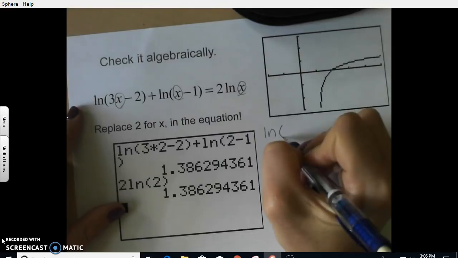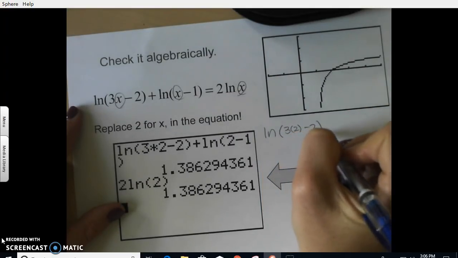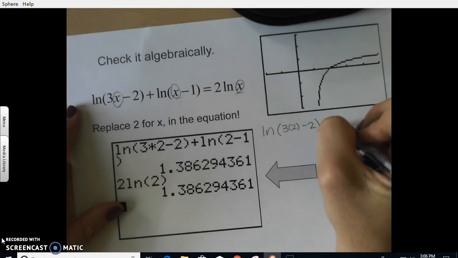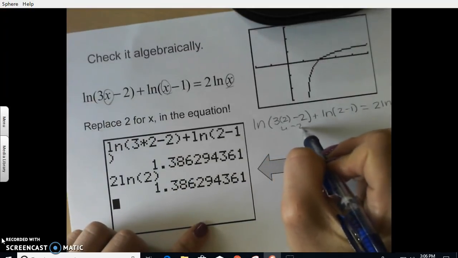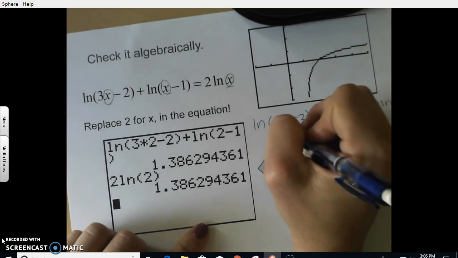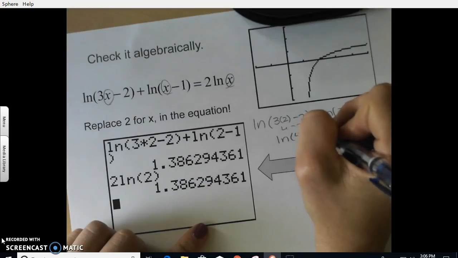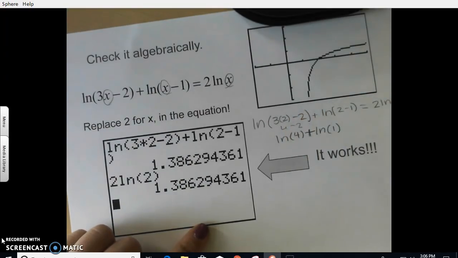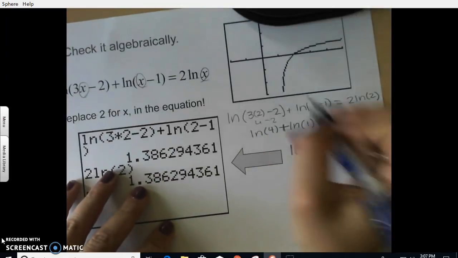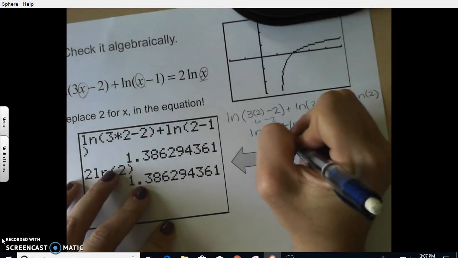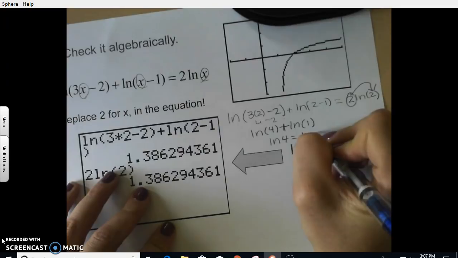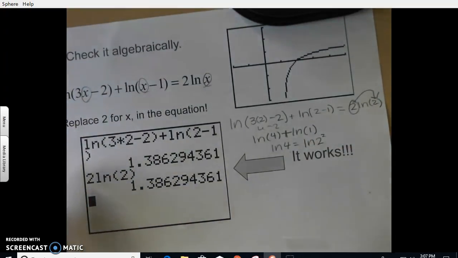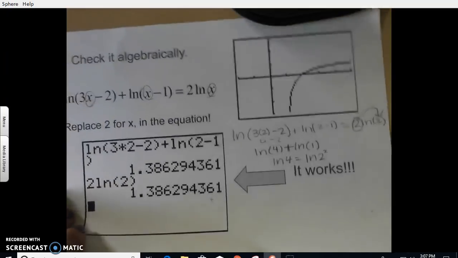So if I had the ln of 3 times 2 minus 2 plus the ln of 2 minus 1 is equal to 2 ln of 2. I get 6 minus 2, which is 4. ln of 4 plus the ln of 1. Adding tells me if I condense, I would get ln of 4 times 1, which is 4, which is equal to, if I take this and bring it back, ln of 2 to the 2nd, which is equal to the ln of 4. And as we can see, it works here as well. That's all.